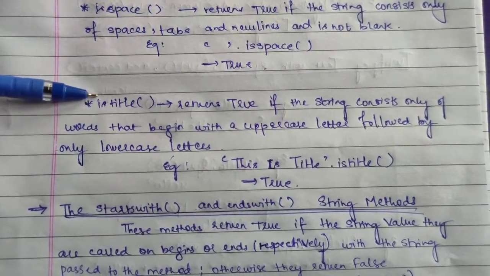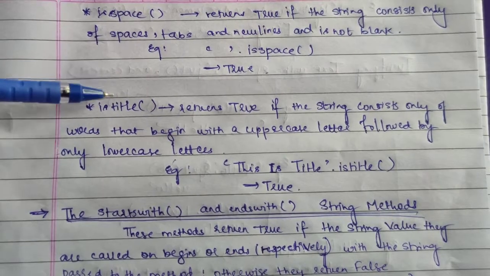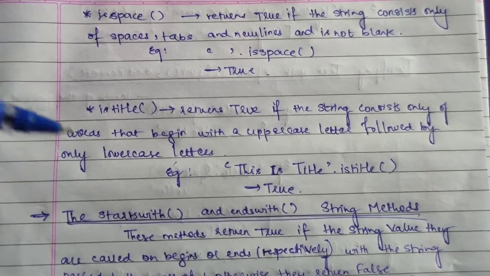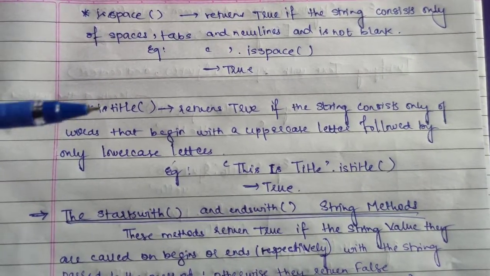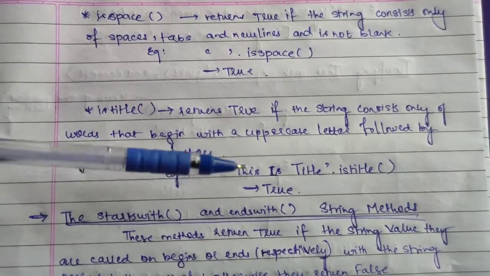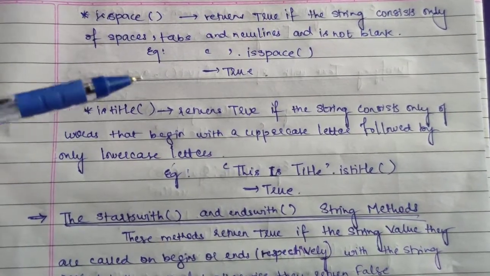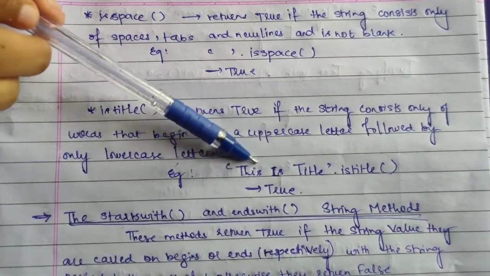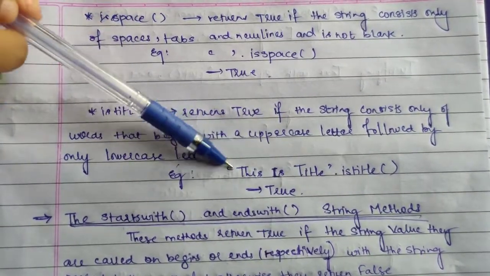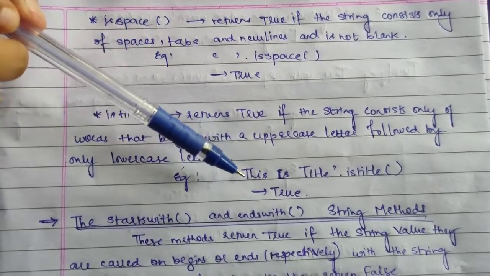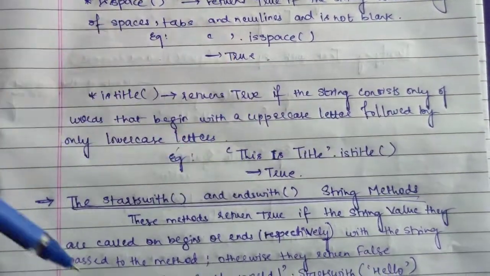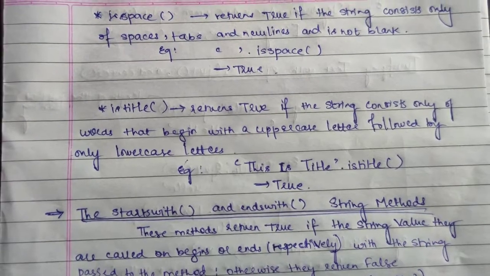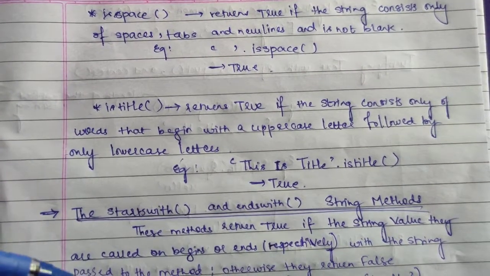Next we have istitle. In this method, each word in the sentence should begin with a capital letter, and the other letters should be in small letters. If that is the case, suppose in the example, this is the title, since all of these words begin with a capital letter, it will return true. So that is about the methods to validate user inputs.